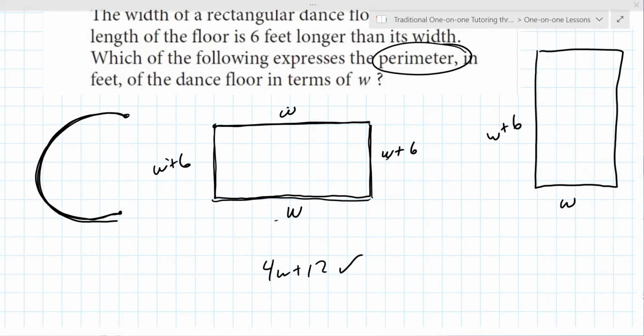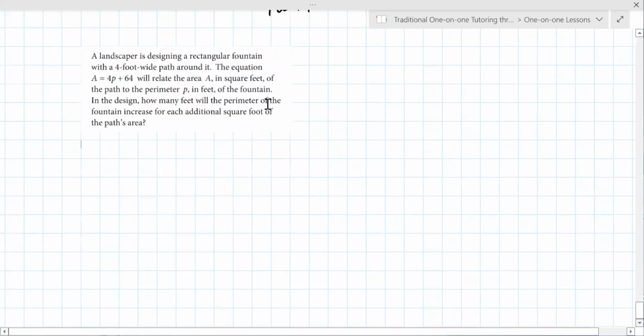So let's look at this next problem. It's another story problem. I'm sorry, you're going to get some. We've got to do it. That's what I'm worst at. Yeah.